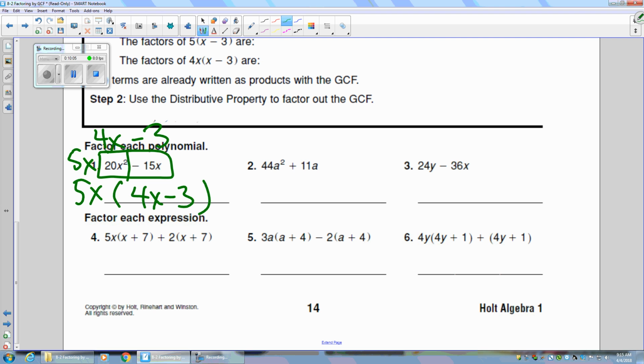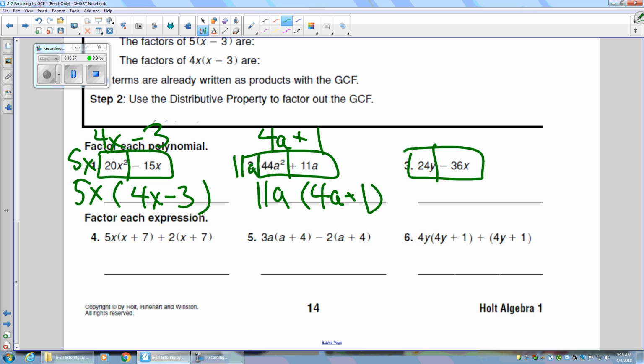Let's take a look at number 2. What's the biggest thing that you can take out of 44a squared and 11a? It's going to be 11 and a. So after I make my box, what more in order to make 44? 4. How many more a's? 1. So, 11a times (4a plus 1).